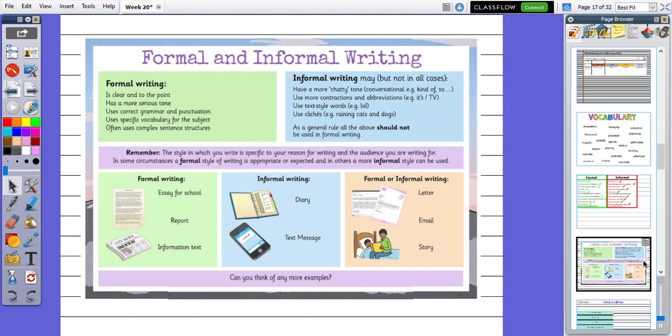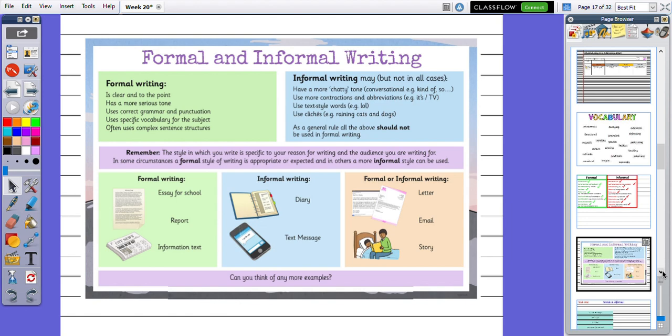Informally, if we were writing in a diary or texting our friend or our mum or dad or whatever, we might speak informally. And then, depending on who we are sending a letter, an email, or a story to, it might be formal or informal. So for example, if I was sending an email to my friend, it would probably be informal. But if I was sending it to somebody that I'd never sent an email to before and I don't really know, I would write formally.